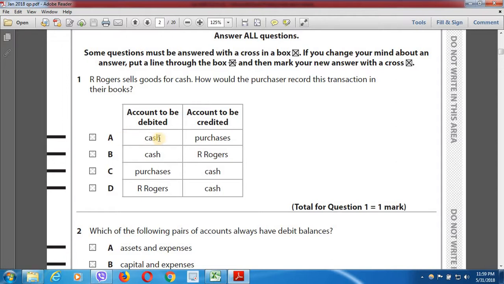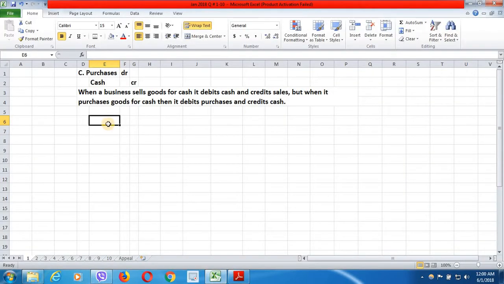Option A is cash debit, purchases credit. Option B, cash debit, R. Rogers credit. Option C, purchases debit, cash credit. And option D, R. Rogers debit and cash credit. The answer of question number 1 is purchases debit, cash credit.